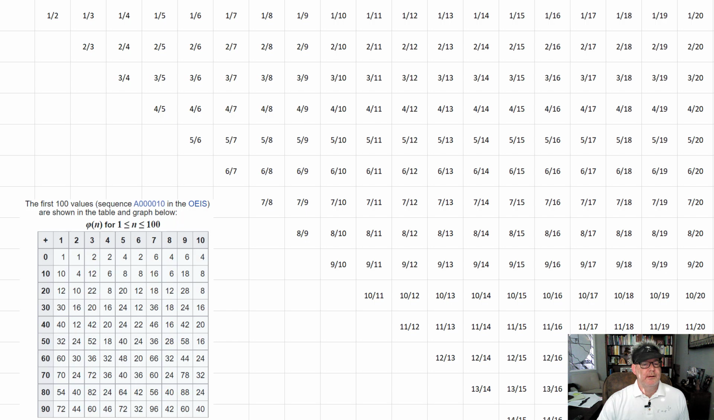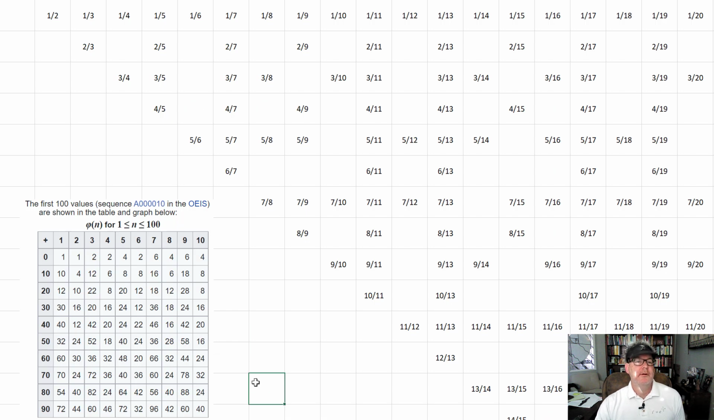And if I look at it, then I can see there's one relatively prime number for 2. So phi of 2 is 1. Phi of 3 is 2. Phi of 4 is 2. Phi of 5 is 4. Phi of 6 is 2. Phi of 7 is 6, because these 6 numbers are all relatively prime, these 6 numerators. Phi of 8 is 4.